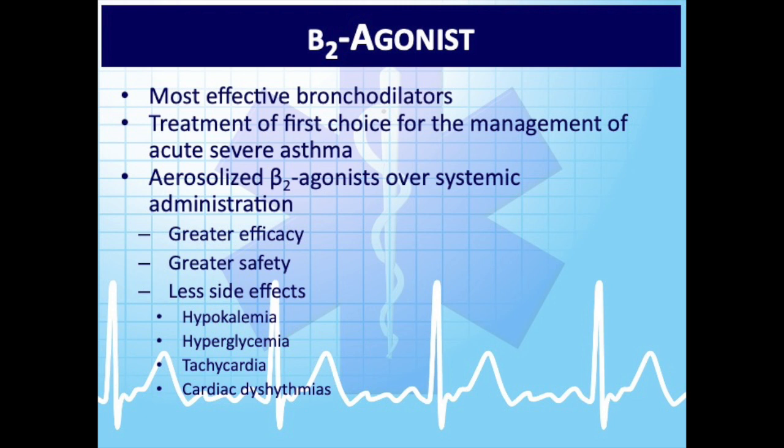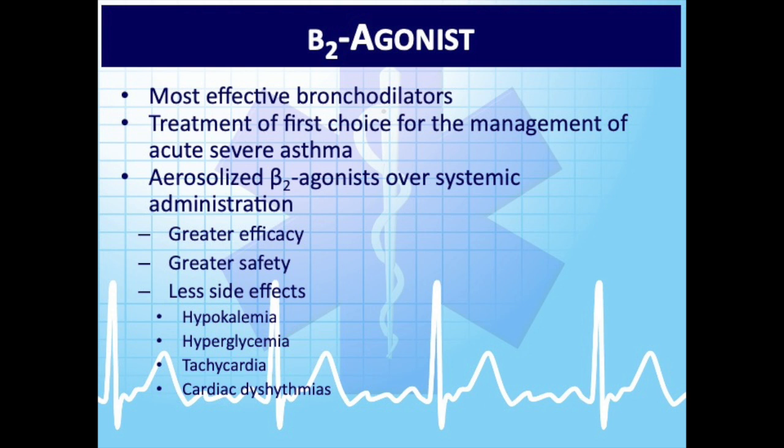Okay, so I talked a little bit about beta agonists. The most common one is what? Albuterol. Okay, it's the most effective bronchodilator. It's the treatment of choice for the management of acute asthma. It's aerosolized. It's greater efficacy, less chance of side effects if it's aerosolized. It's also available as a syrup for little kids too. Probably don't see it often. It's also available as a tablet too.